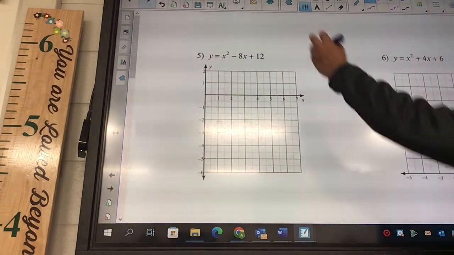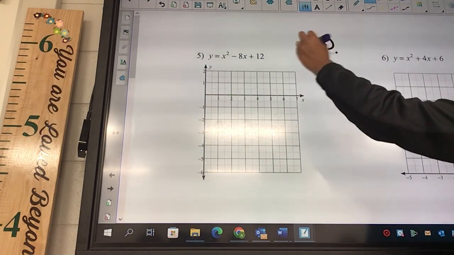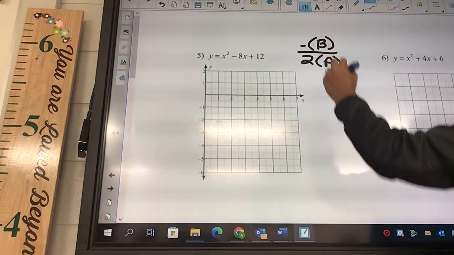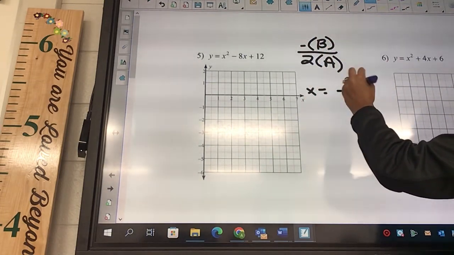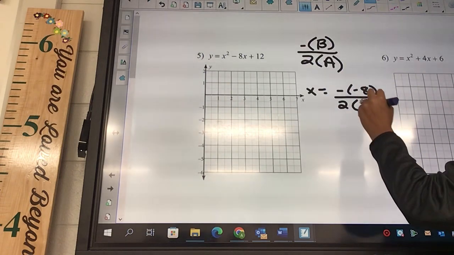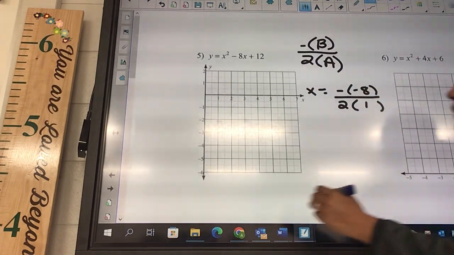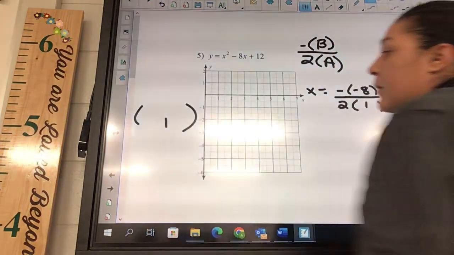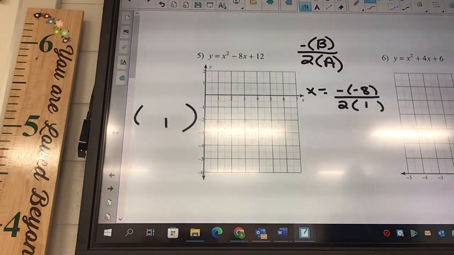Okay, 5. We're going to do negative b over 2 times my a. What is my b? -8. And my a? 1. Good. Type that in, see what you get.